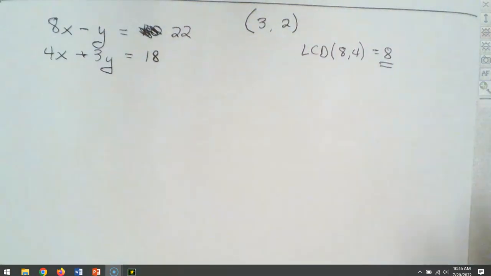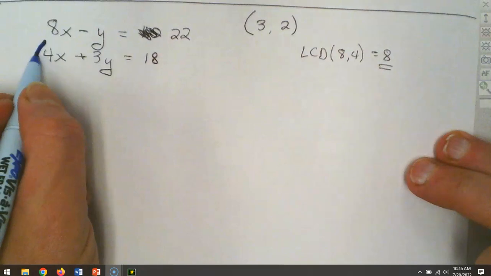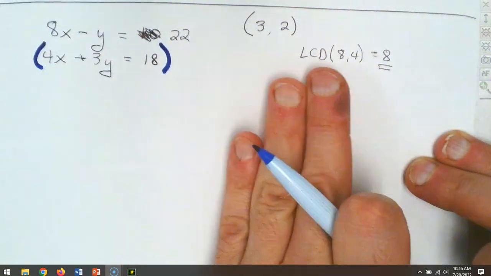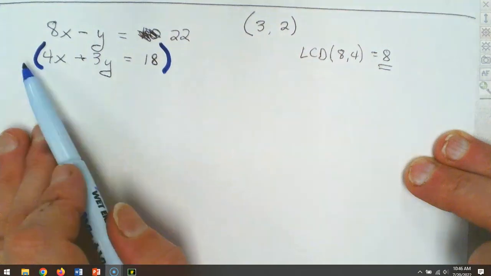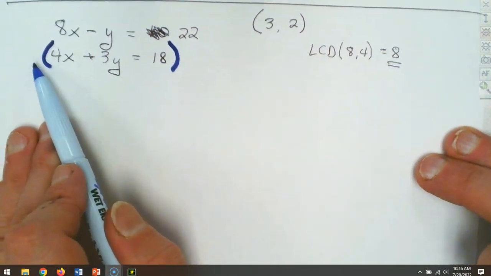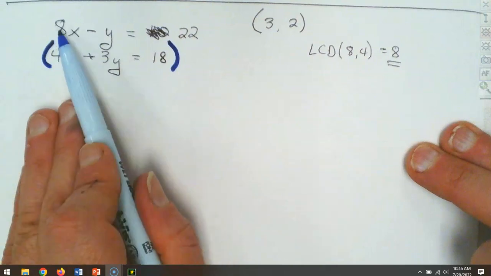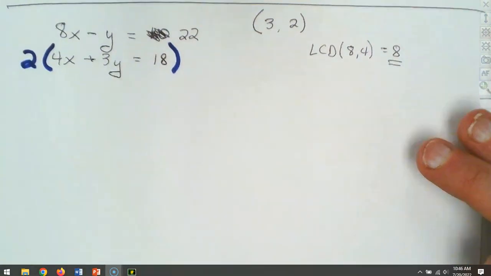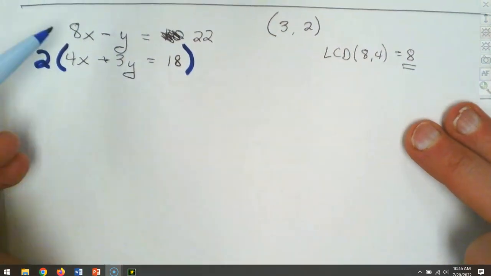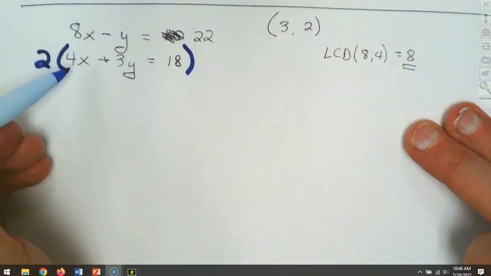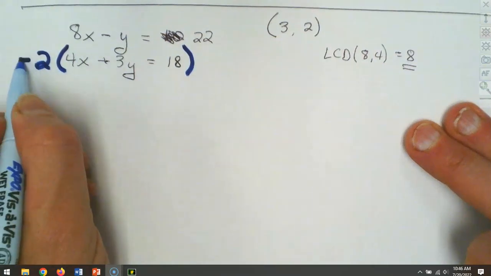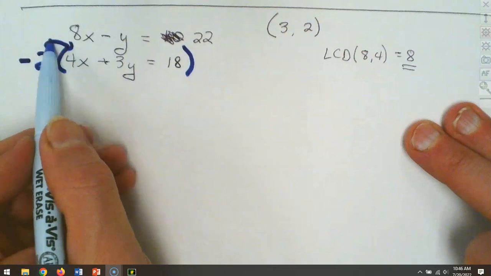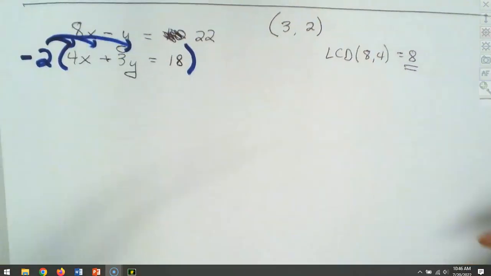So if I wanted to eliminate the x, what would I have to multiply the second equation by? Can anyone tell me? Least common denominator is 8. So what's going to have to go out in front to get rid of that x there? 4 times what makes it 8? 2. Now, is that going to work for us? Not quite. Why not? Because that would give us an 8x and a positive 8x. Do we want them both to be positive? No, we want one positive, one negative, so I'm going to use a negative 2. And now we'll distribute that negative 2 through.